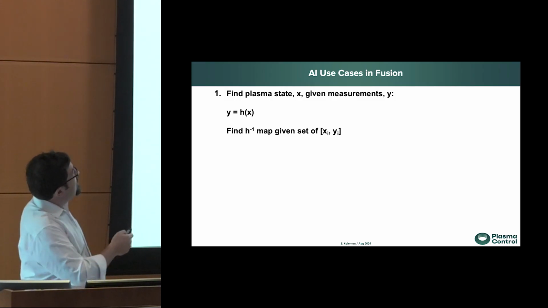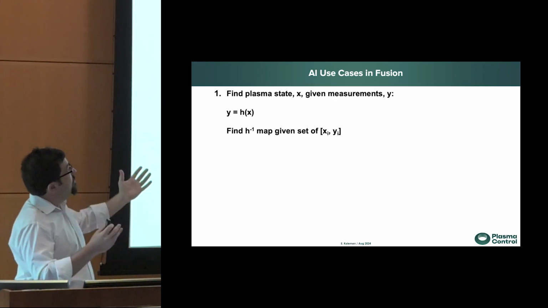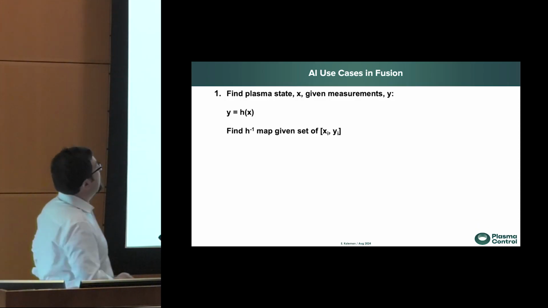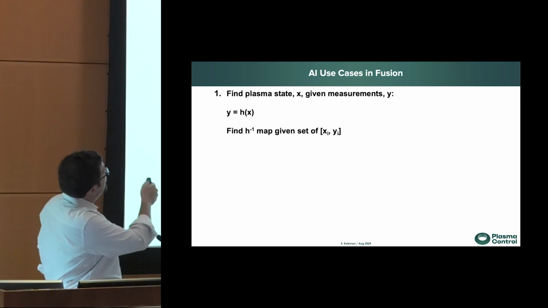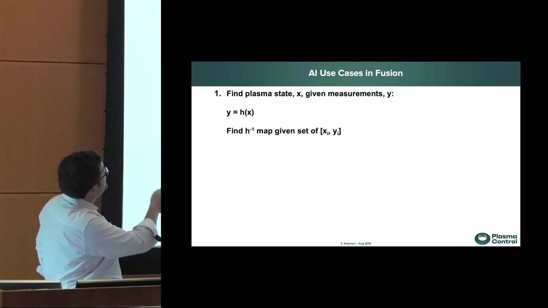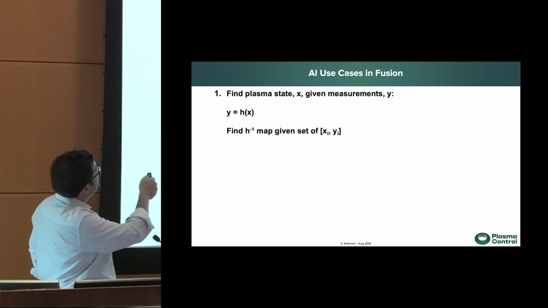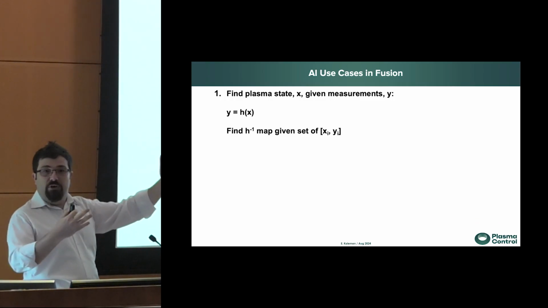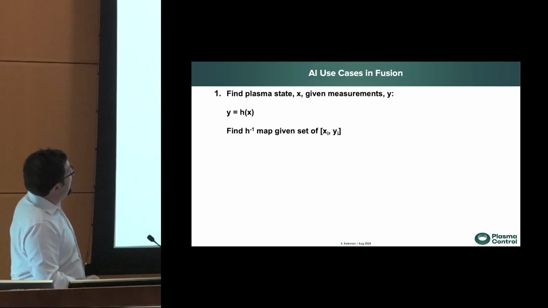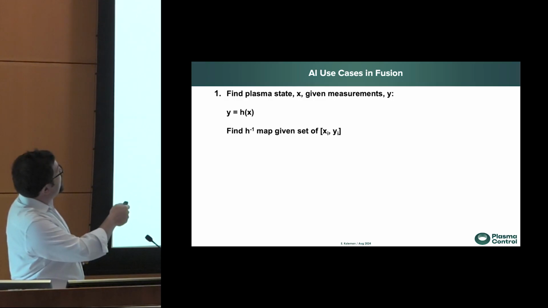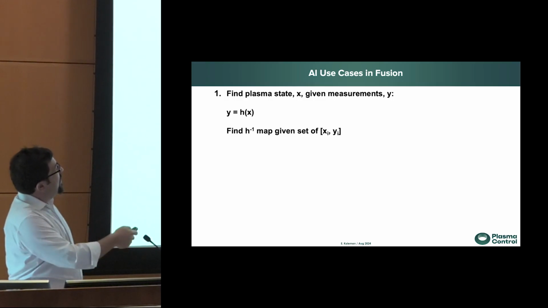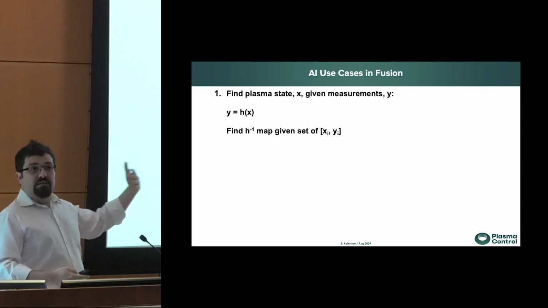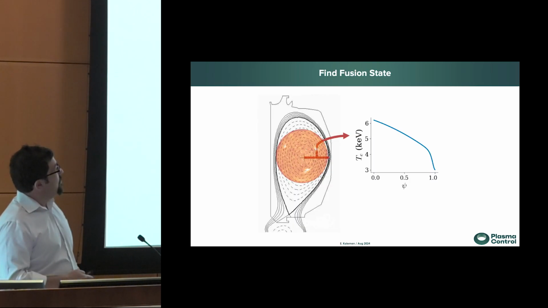First thing I'll talk about is the state of the plasma. State of the plasma is the temperature, the density, what's going on in the fusion reactor. So we write that usually like this. X is the state, and Y is your measurements. So Y = H(X), and this can be the photon count on your camera as a map. But unfortunately, we want the reverse of that. We want H inverse. And the idea is given a set of Xi's and Yi's, states and measurements, how can we find the state from the measurement?